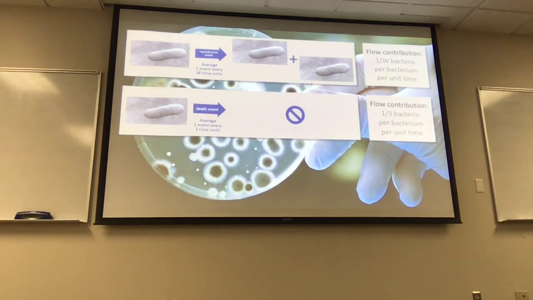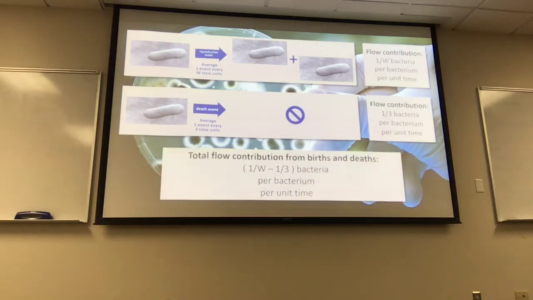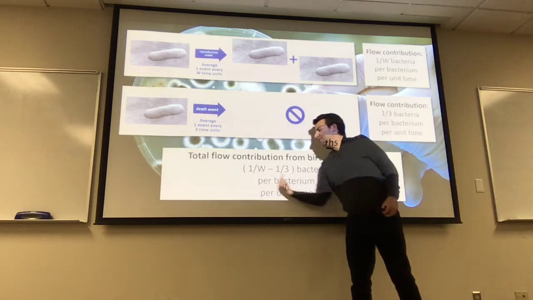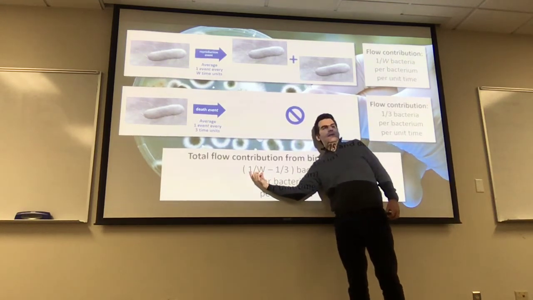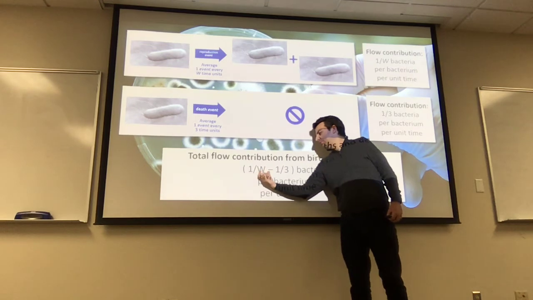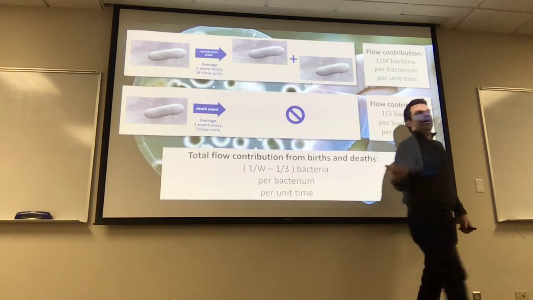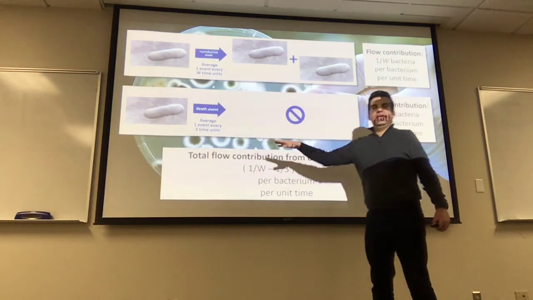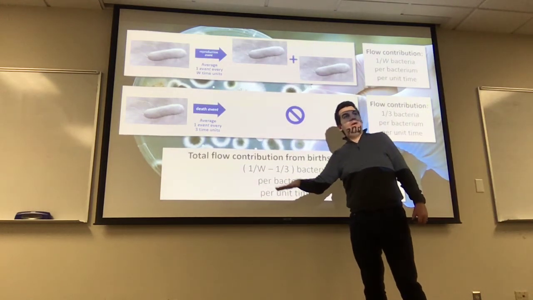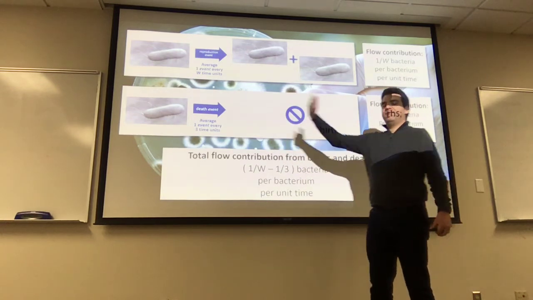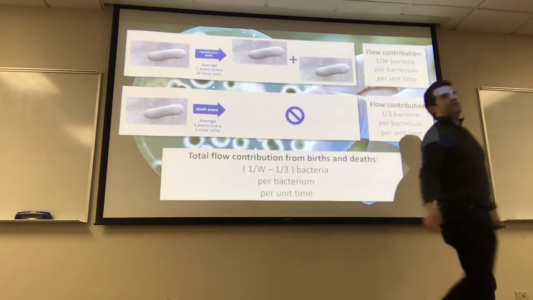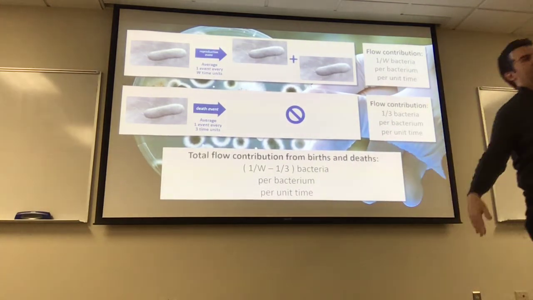What's the average time until we expect the population to change? That's what we'll see more concretely. The net effect is that the flow is not just the 1 over W flow you had last time, but 1 over W minus 1 over 3, times the number of bacteria. So when you're calculating the number of bacteria in the second row based on the first row, it's that first row plus this times the number of bacteria from the first row, and you fill that all the way down.